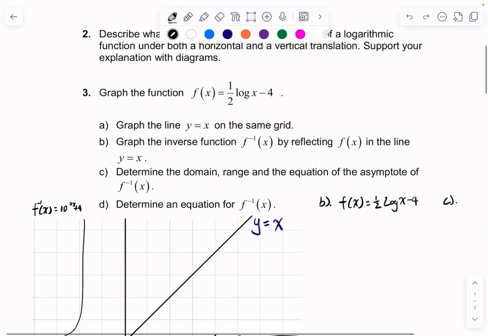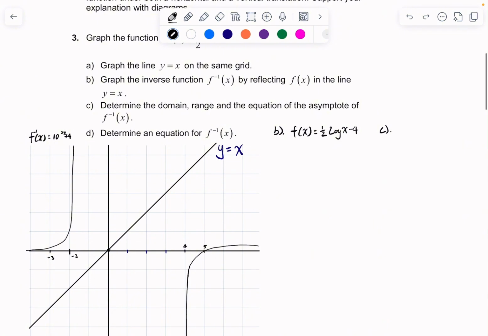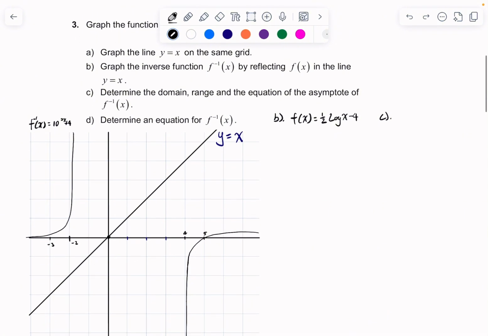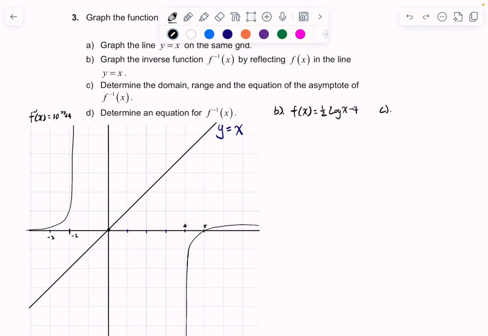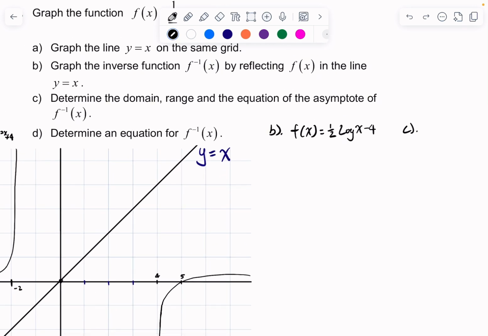So now looking at the last question, graph the function. A, graph the line y equals x on the same grid. Here's y equals x. And graph the inverse function, f inverse of x, by reflecting f of x in the line y equals x. So let's find the inverse of the function.